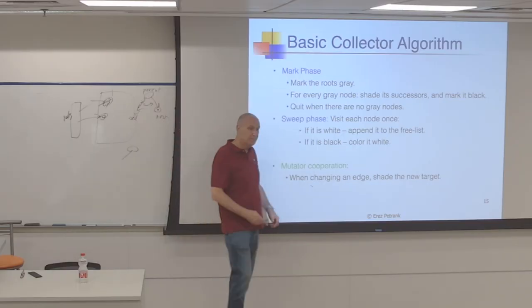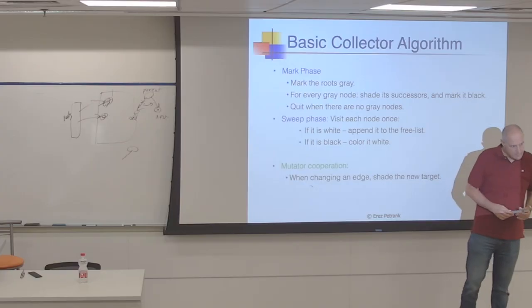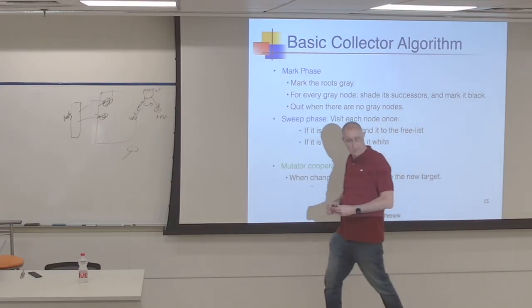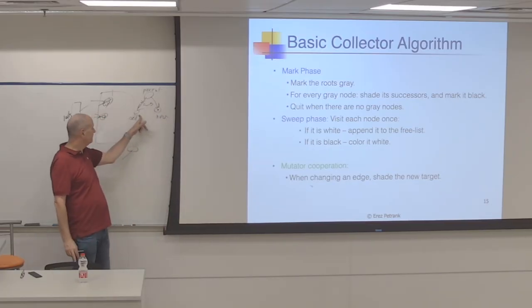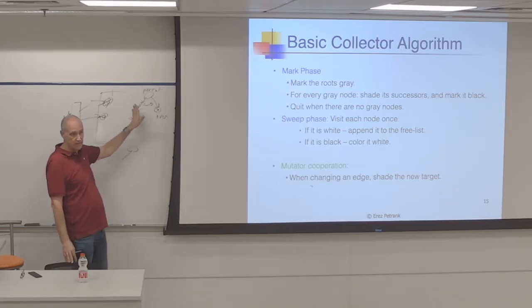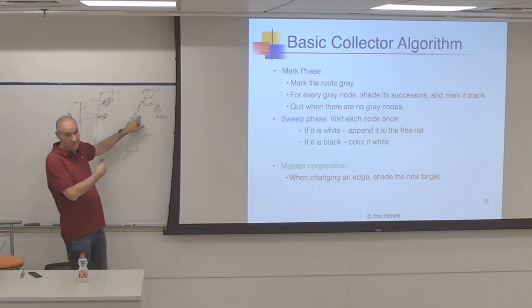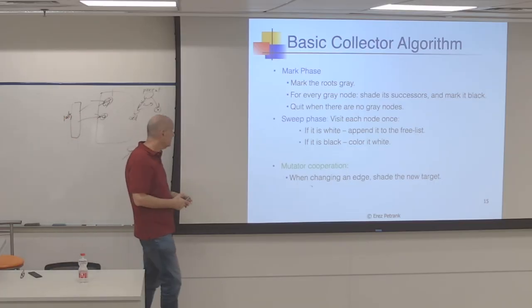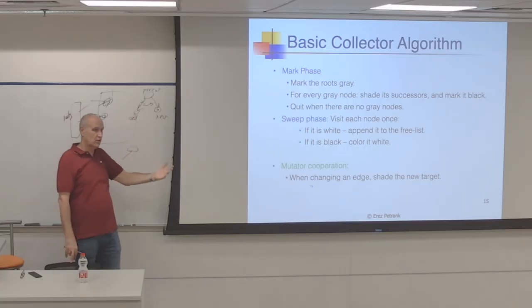Does that mean that the old node that was pointed to, if it was black, would be garbage that stays around? If this was black and it lost its last reachability edge from the roots, then yes, if it's black, I will not be able to reclaim it in this collection. But in the next collection, I will not gray it and it will remain white and be reclaimed. This would be an example of floating garbage that I cannot reclaim this time.